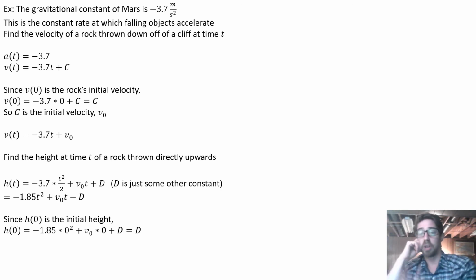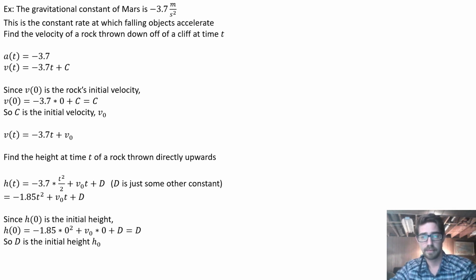So we can plug 0 into that height equation. It's negative 1.85 times 0 plus v naught times 0 plus d. The only thing that doesn't cancel out is d. So you see it? H naught, h of 0, initial height, equals d. So d is a thing. D is the initial height of the rock. So now it's not an ambiguous constant. It's a thing. So instead of writing h of 0, just like with what we call v naught with the subscript, it means the same thing. That means initial height.